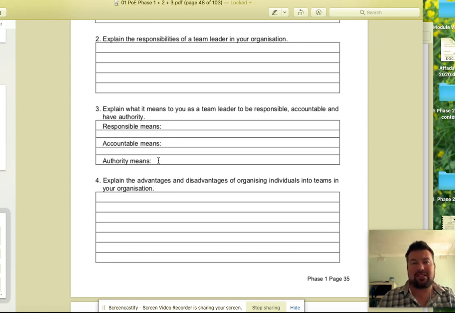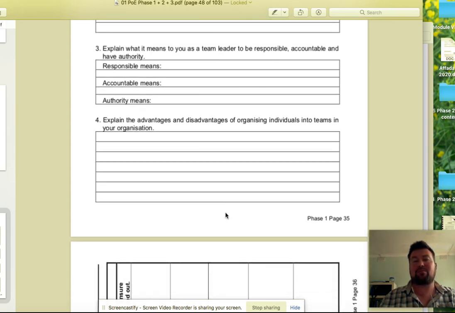And what does authority mean? Well, authority means that you have been given certain powers to put actions in place to get the job done. So the more authority we have, the more we can get done. The less authority we have, the less we can do. But when we are given a responsibility, we need to be given the authority to be able to get that job done. So what powers have you been given to be able to get the job done?